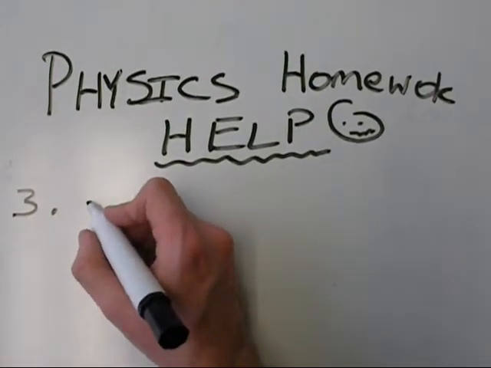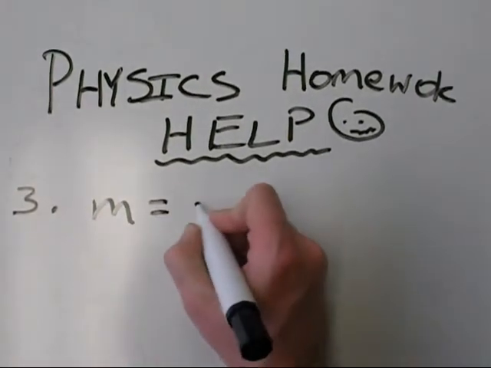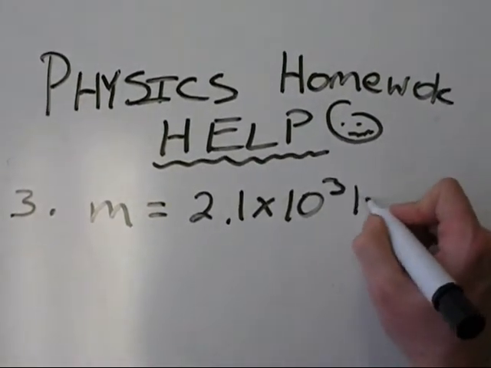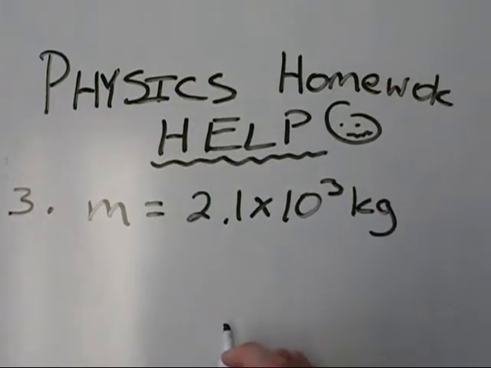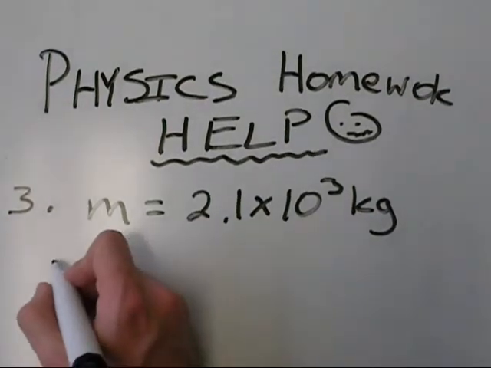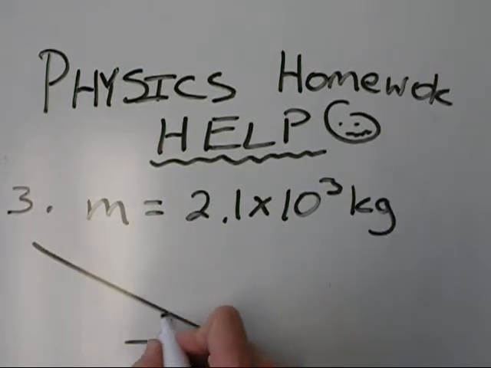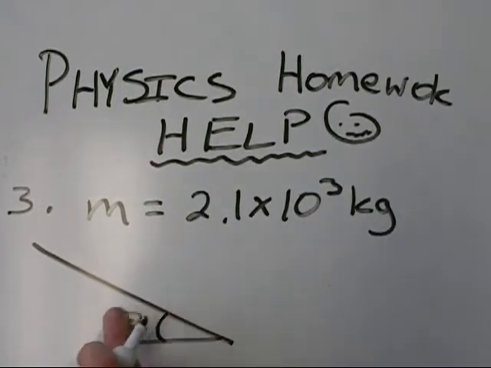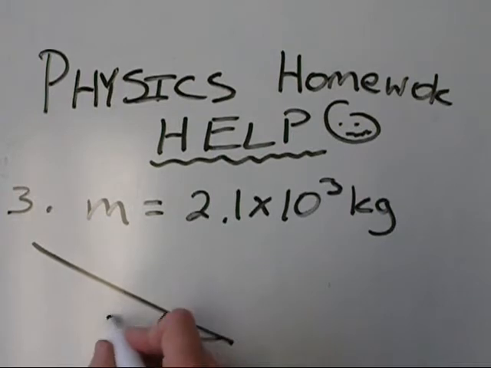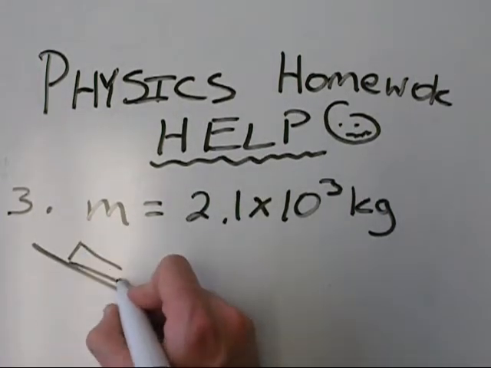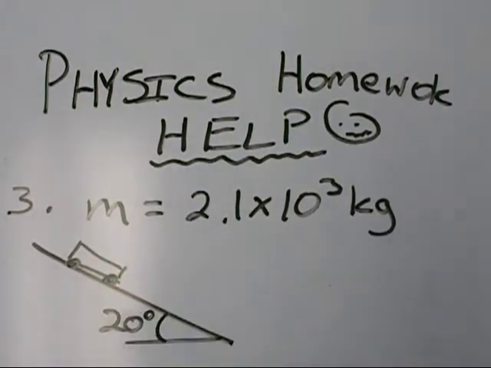Alright, they said that the car has a mass of 2.1 times 10 to the 3 kilograms. They also say that there's an angled ramp, and the angle is 20 degrees, and there's a car on the ramp.